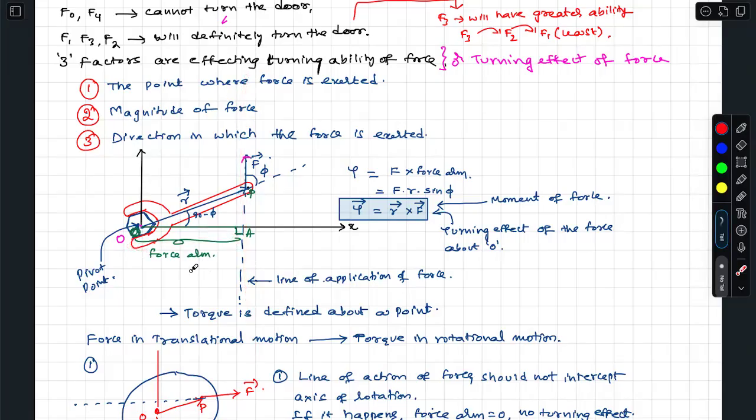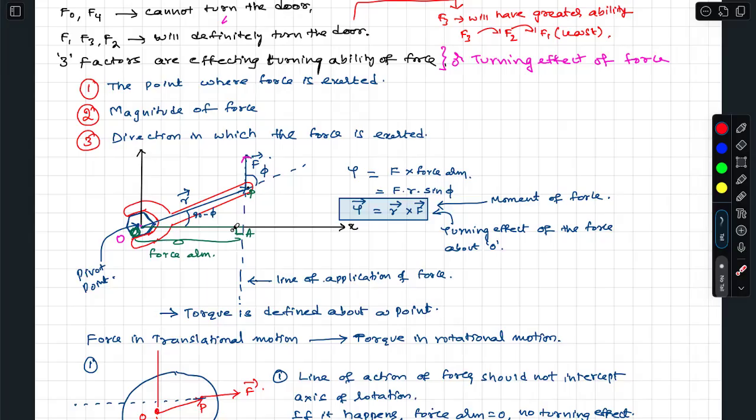So finally, what is the torque? Force into force arm. Now you can give the direction with the right hand rule. If you align the force arm along the four fingers of your right hand and turn the four fingers along the direction of force, the thumb gives you the direction of torque. R bar cross F bar gives you the direction of torque.